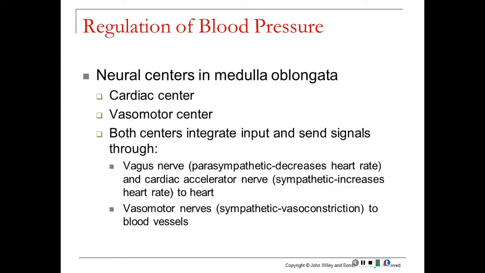Let's talk about how blood pressure is regulated. Of course, you should remember that's the main job of the medulla oblongata. That's housing our cardiac center and the vasomotor center. Those centers are going to integrate input as well as send signals through the vagus nerve, through parasympathetic and sympathetic innervation. It's also going to control the vasomotor nerves through sympathetic innervation, which are going to cause vasoconstriction to our blood vessels.